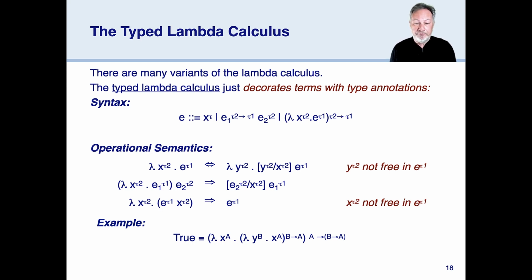And finally, an eta is simply taking a lambda x with the body e applied to x. Those x's are the same and have to have the same type, tau2. And then what that reduces to is the e that we had before, of type tau1.